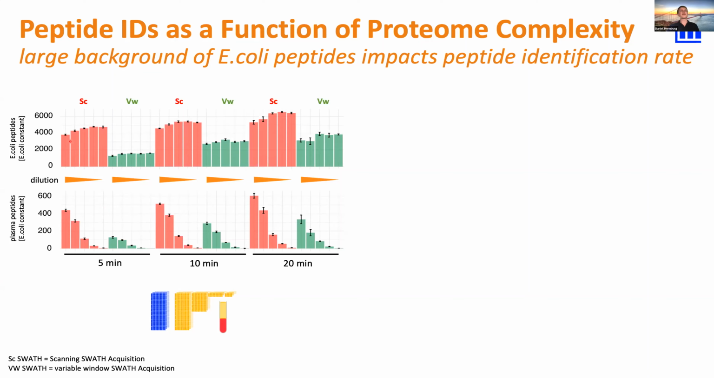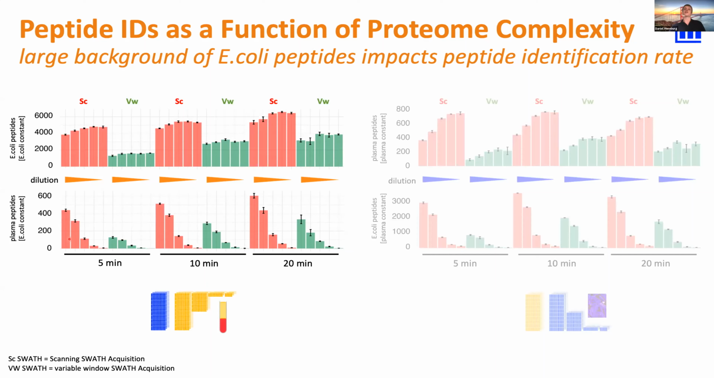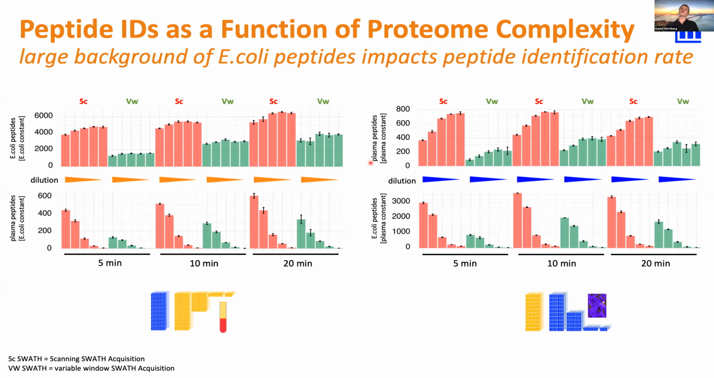What we also see here is a little bit of stepping. As we decrease the complexity, we gain a little bit more in the E. coli peptides when reducing the plasma peptides, which is kind of expected, and actually even more prominent when we turn it around. As soon as we start diluting out a complex proteome like E. coli, we really gain sensitivity in terms of the plasma peptides.